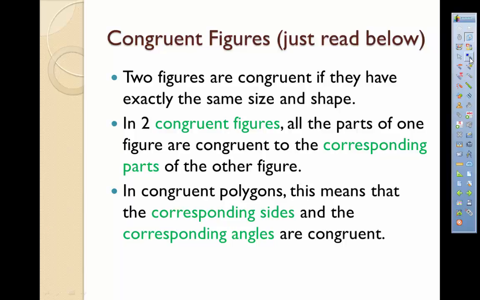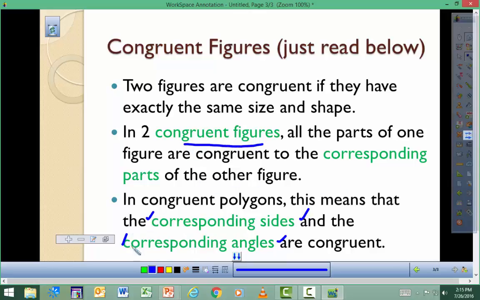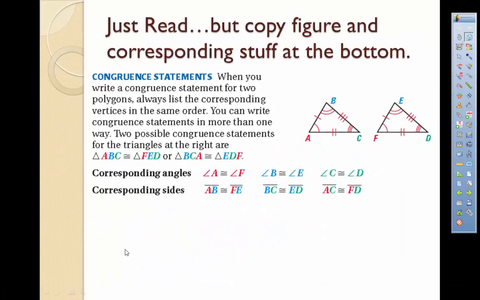And unfortunately, to say that things are congruent, we have to check all of them. Although we're going to learn later on in this chapter that there are actually some shortcuts. So for now, in today's lesson, to prove that things are congruent, we have to look at all the sides and all the angles and make sure they all are paired up and that they're all congruent. Alright, so just read, but copy the figure and corresponding stuff at the bottom of the page.